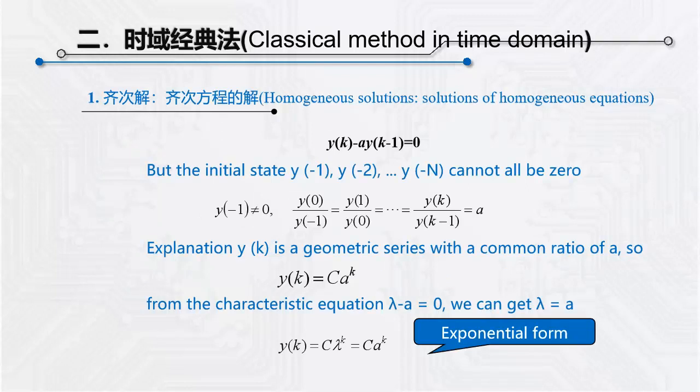The second aspect is the classical solution to the difference equation. The time domain solutions of difference equations can be divided into homogeneous solution and particular solutions. First, let's talk about homogeneous solutions to difference equations. The homogeneous solution of the difference equation is closely related to the form of the characteristic roots. We get the characteristic roots by solving the characteristic equation. The characteristic root determines the form of the homogeneous solution.